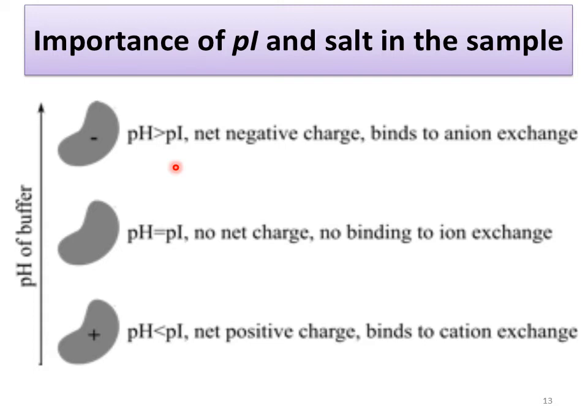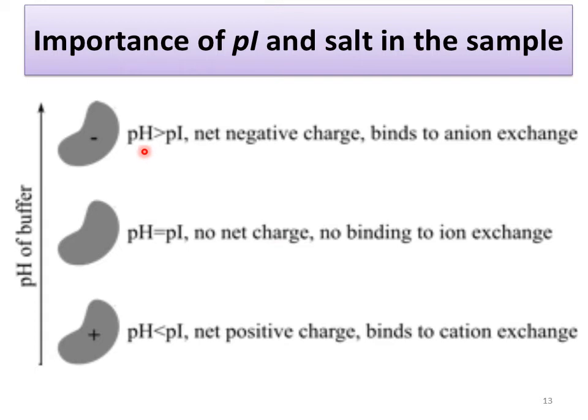Since the number of positive charges is equal to the number of negative charges, the net charge on the protein would be 0. So if the pH is equal to the isoelectric point, the protein will have no net charge. Its net charge would be 0, hence it will not be able to bind to the ion exchange column.